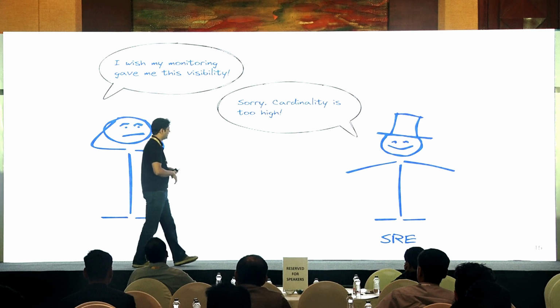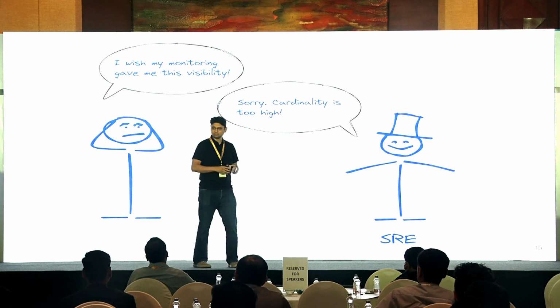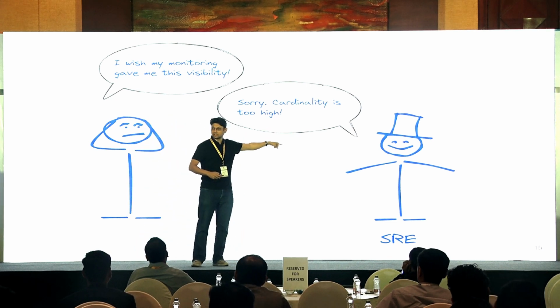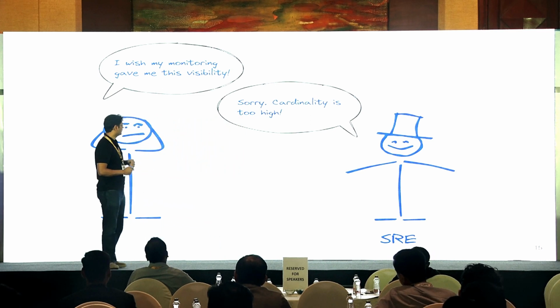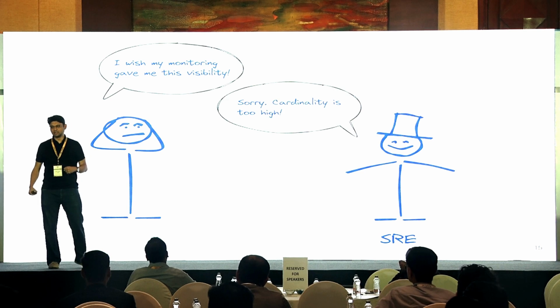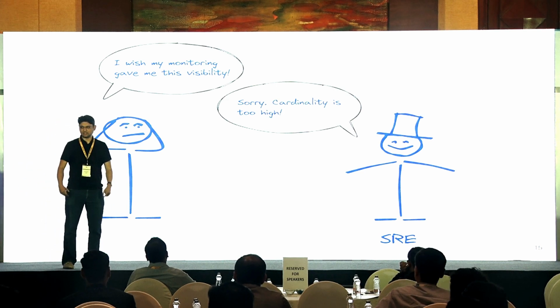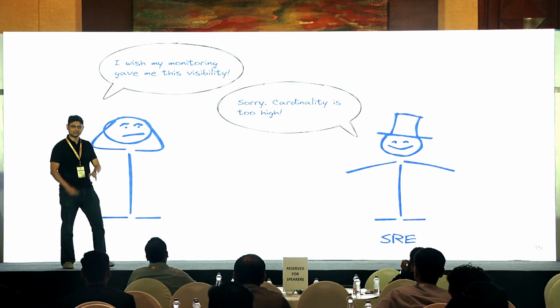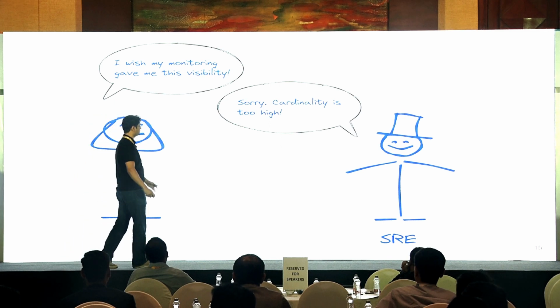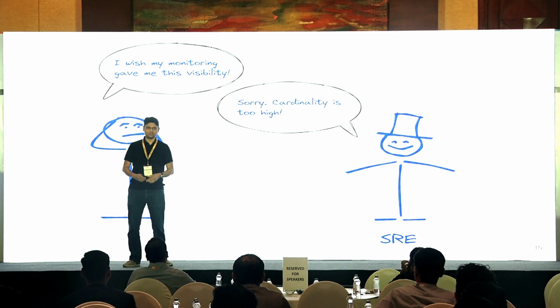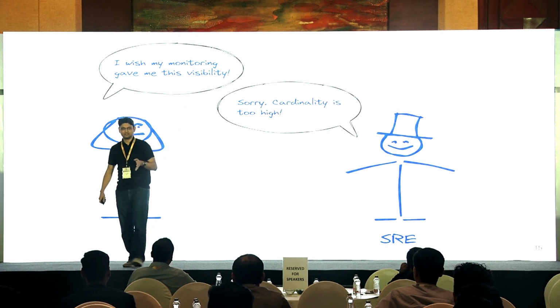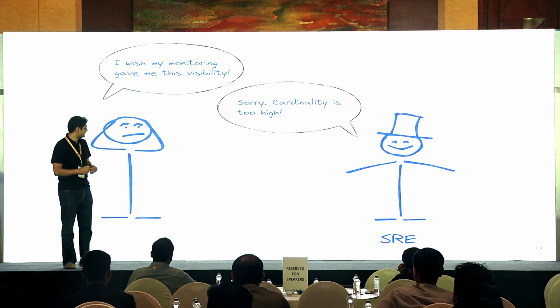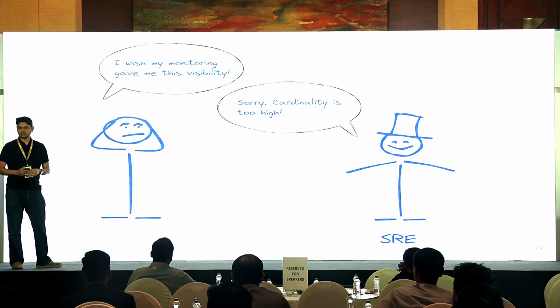So you go back and say, okay, I have heard in this talk that we want to add labels. I want to add these labels into the metrics. So, oh, sorry, not possible. Cardinality is too high. How many of you have heard the term cardinality along with is too high? So let's look at what that actually means.